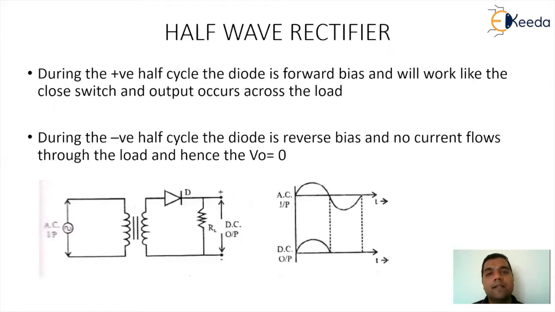So let's understand the concept of half wave rectifier. Here you can see in the lower section there is a circuit diagram where we are having a transformer with primary, secondary, and the core in between. The AC input is going to be given to the primary side. It will get coupled to the secondary.